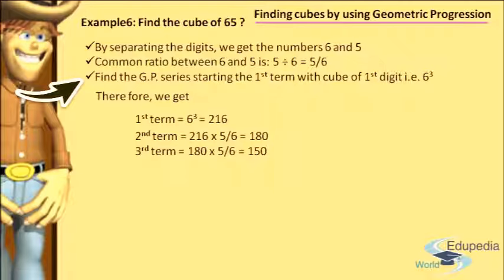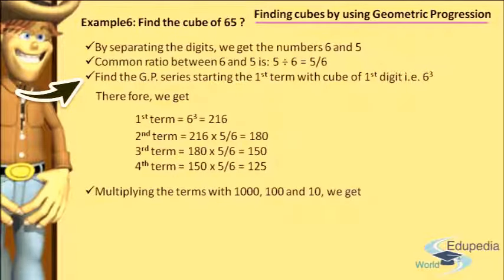And after getting the third term, to find the fourth term, we just take the third term, that is 150, and we multiply it with the common ratio 5 by 6, and the product we get here is 125. Now after getting the first term, second term, third term and fourth term, the geometric progression series, we move on to the next step, that is step number 4. Here in step number 4, we take the first term and multiply with 1000, the second term with the number 100, and the third term with the number 10.